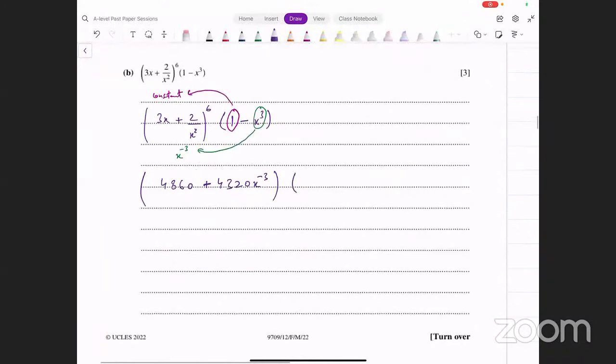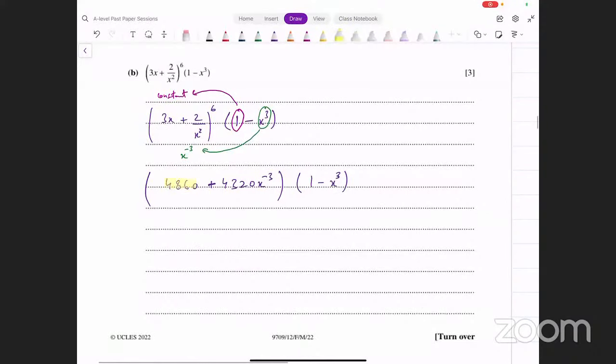And now I need to multiply this by 1 minus x cube. Again, I don't need to do this full multiplication. If I want, I can do that, but I just have to really multiply 4860 with 1 and 4320 x raised to power minus 3 with minus x cube. ये दोनों multiply कर लें बस, you'll get your result.